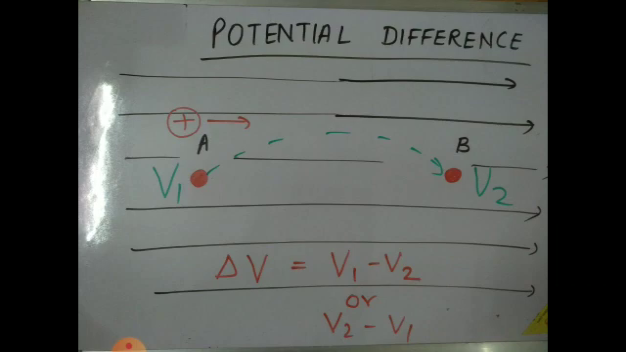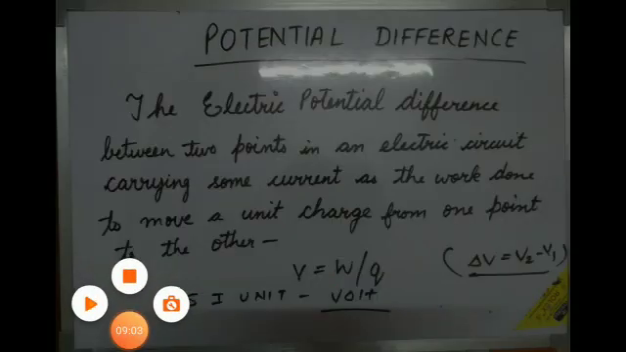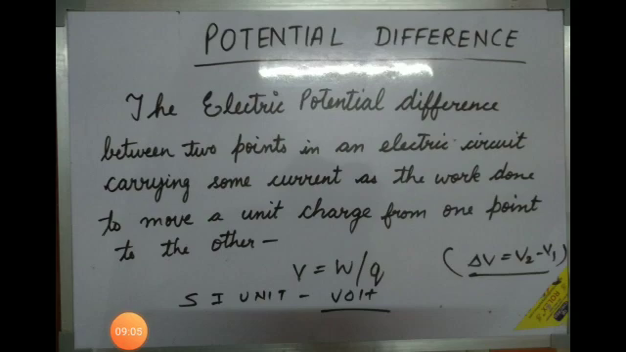So let's see the definition. What is potential difference? The electric potential difference between two points in an electric circuit carrying some current is the work done to move a unit charge from one point to the other, denoted by delta V equals W by Q. Its SI unit is the volt. So like this we will calculate potential difference.